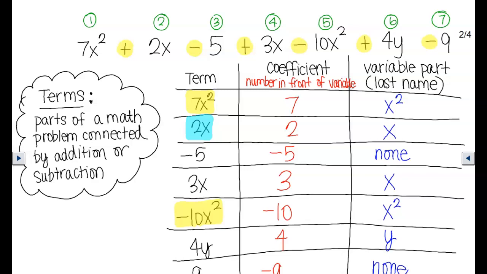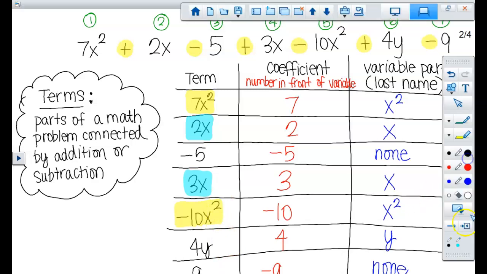His last name is x. It's just an x. So like terms for him would have to have that same last name. They would have to have just an x. So negative 5 wouldn't work because he doesn't have x. 3 would work because he has the identical last name. He has x. 4y wouldn't work because x and y aren't the same last name. And then negative 9 won't work because he doesn't have a variable. So 2x and 3x would also be like terms.